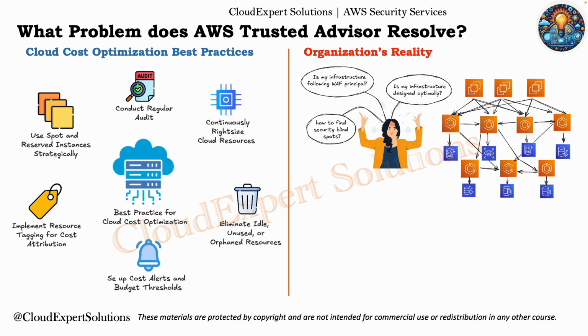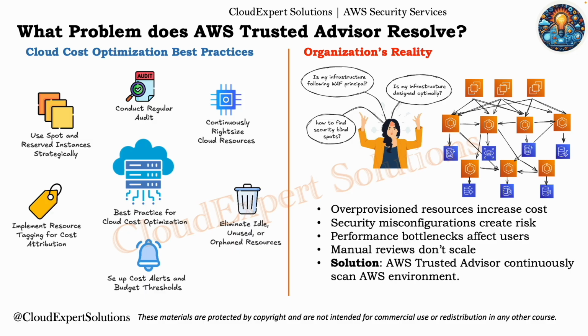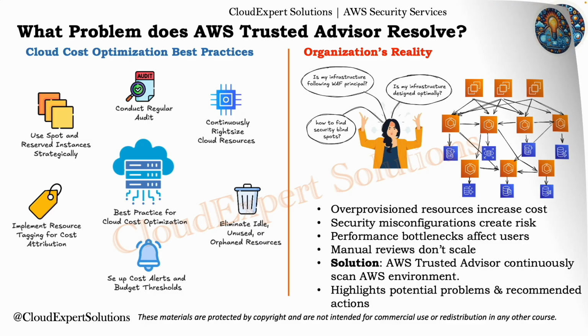However, as your cloud environment grows, it becomes difficult to manually track everything. And this is the real picture of any organization. Teams often over-provision resources, forget unused services, or leave security configurations open. Performance bottlenecks also affect users and your organization's brand value. And it's needless to say, manually reviewing every AWS service does not scale. That is where AWS Trusted Advisor comes in, and it solves this by continuously scanning your AWS account and highlighting potential problems along with recommended actions.